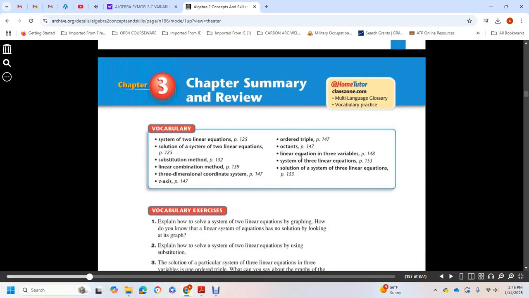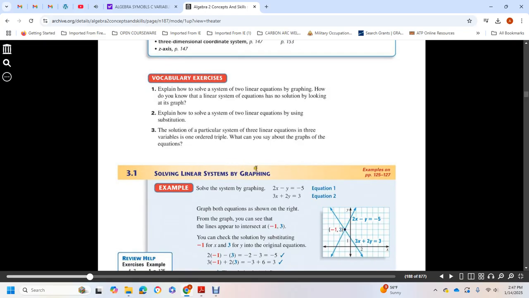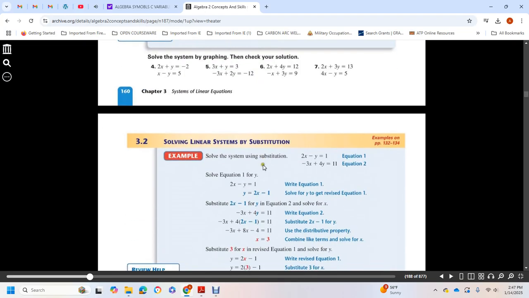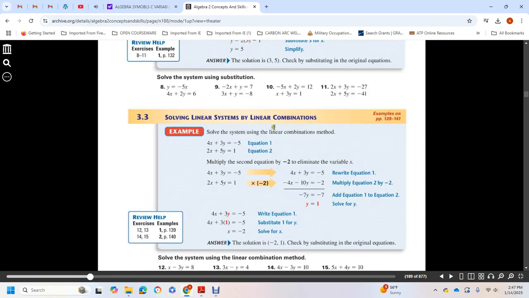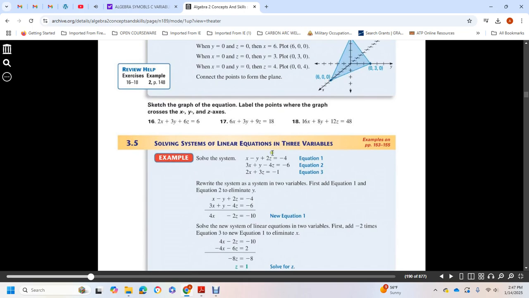Chapter 3 summary review. We've done systems of two linear equations, solving systems of two linear equations by the substitution method and the linear combination method, the three-dimensional coordinate system, x-axis, ordered triple, octant, linear equations in three variables, systems of three linear equations, and solving systems of three linear equations. We did solving linear systems by graphing, by substitution, and with linear combination, and getting and solving linear equations in three variables.